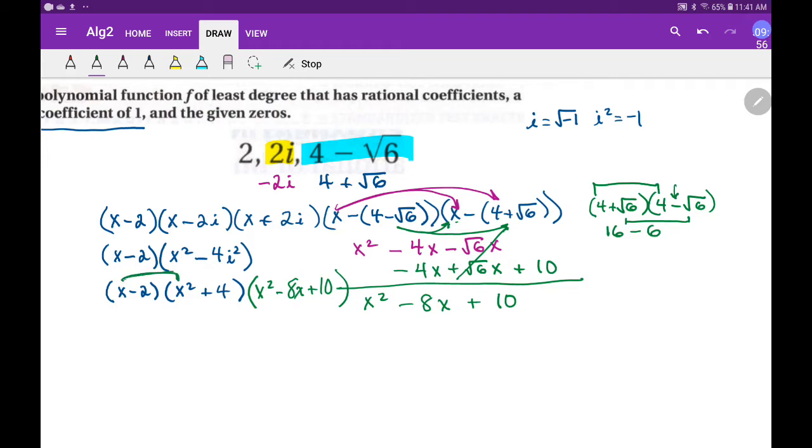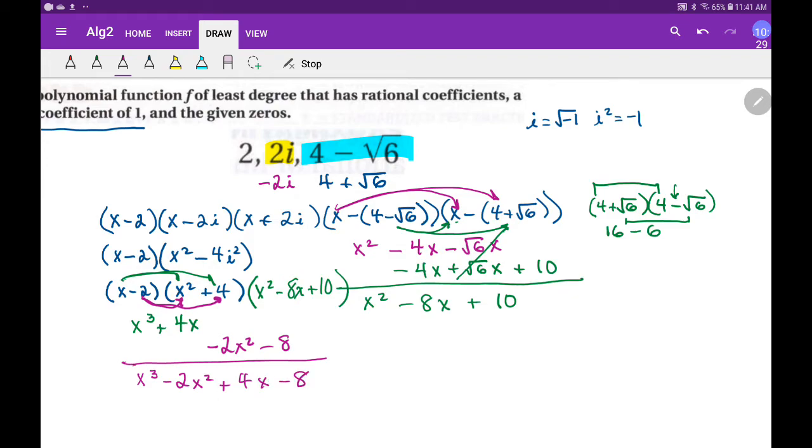We'll say this times this and this, and I'll say x to the third plus 4x. And then I will say negative 2. I didn't leave a space for x squared, so I guess I got to put it over here. Negative x squared. Pardon me. Negative 2 times 4, that's negative 8. So I'll write this in the right order, and I'll say x to the third. Let me put the negative 2x squared before I put the positive 4x minus 8.